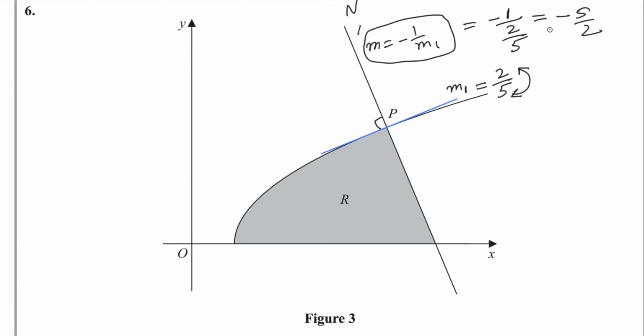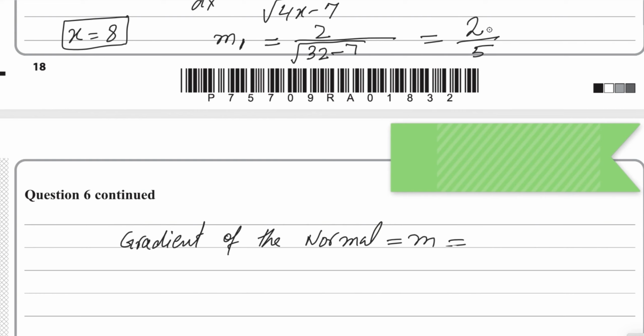If it is positive, make it negative. If it is minus, then make it positive. Directly we could find it by just flipping it and taking minus. So it is an easier way. You have to memorize how to find the gradient of the normal. Minus 5 over 2. Now you need to find the equation of the normal.